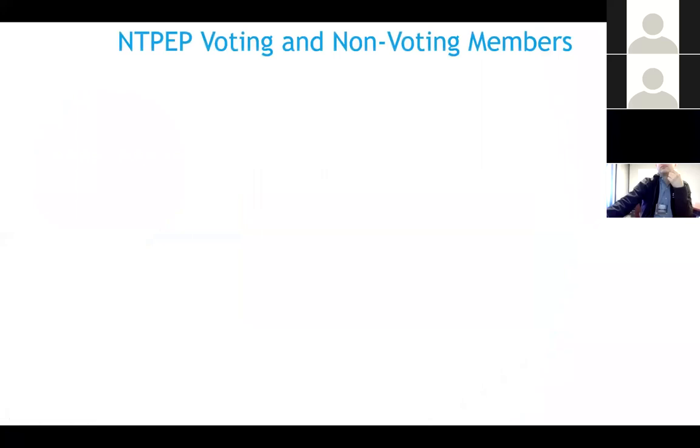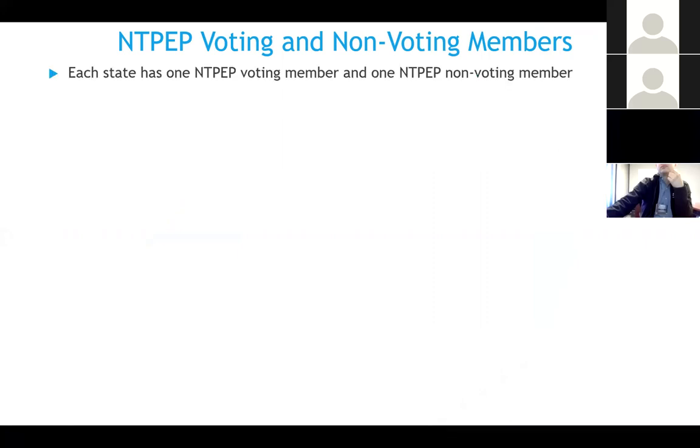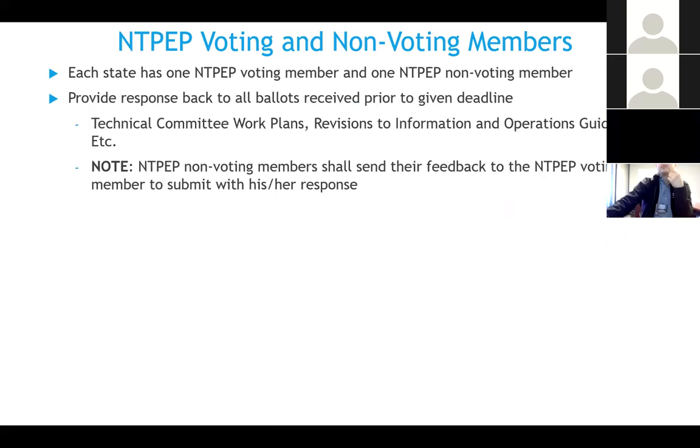As far as the NTPEP voting and non-voting members, this is at a very high level. This is talking about all of NTPEP, not a specific technical committee. Each state has one NTPEP voting member and one NTPEP non-voting member, and this is listed on the NTPEP website, which I'll show you at the end of this webinar. They provide responses to all the ballots received prior to the given deadline. These ballots include technical committee work plans, revisions to the information and operations guide, etc. And there's no given time frame for how often these documents go out.